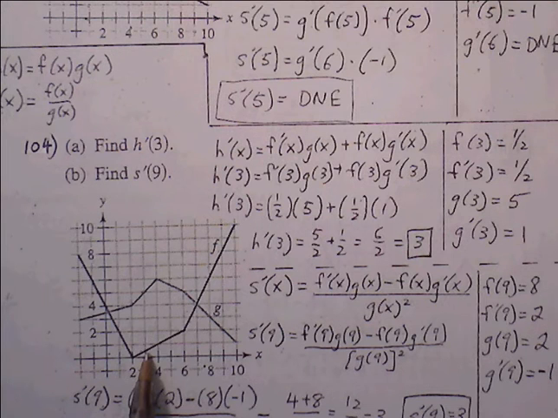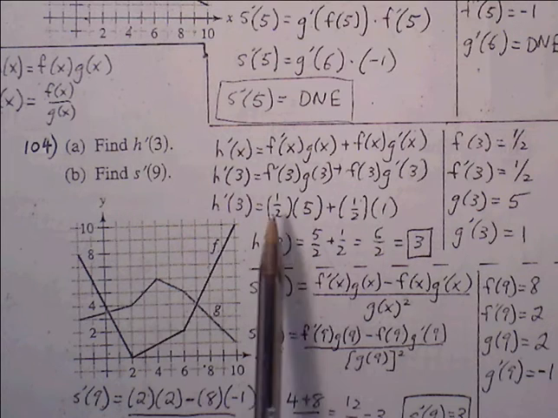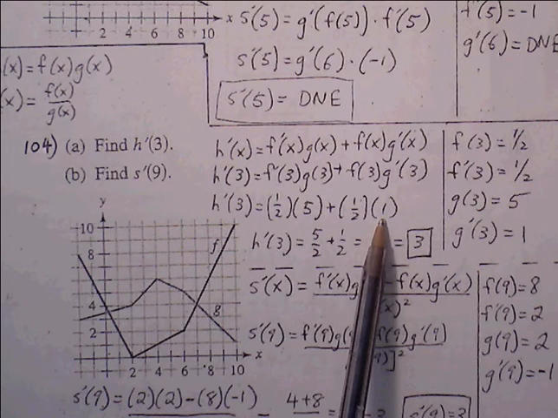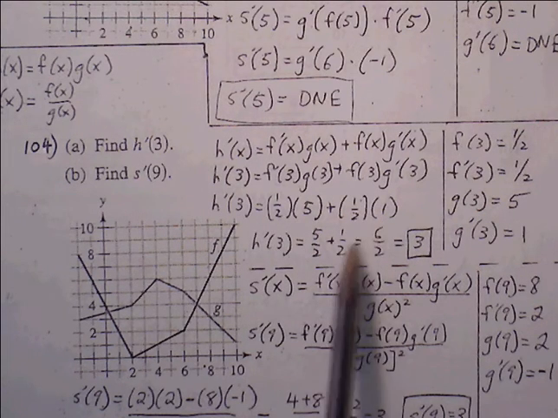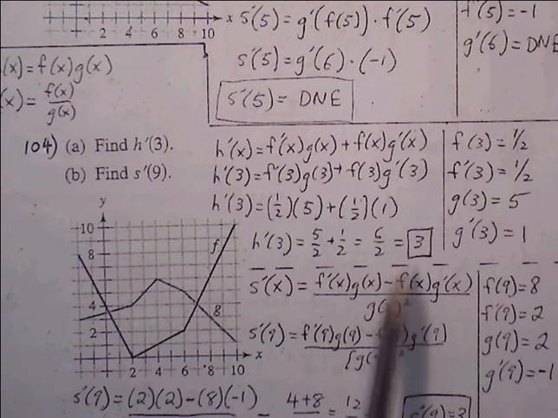And then g prime of 3. So g prime of 3 is the slope of the g graph at that point. So if I choose 2 points here, I go up 1 over 1. The slope is 1. So I have 1/2 times 5 plus 1/2 times 1. So 5 over 2 plus 1 over 2 is 6 over 2, which is 3.